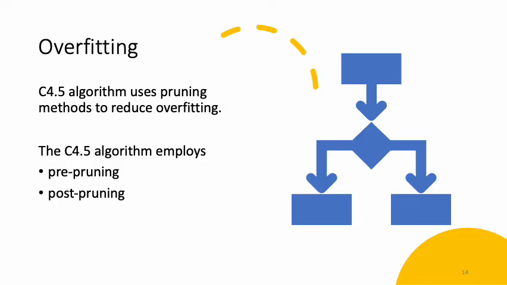The C4.5 algorithm uses pruning methods to reduce overfitting in the decision tree by making it more general. Pruning prevents the tree from fitting too closely to the noise and specific details of the training data. The C4.5 algorithm employs both pre-pruning and post-pruning techniques.